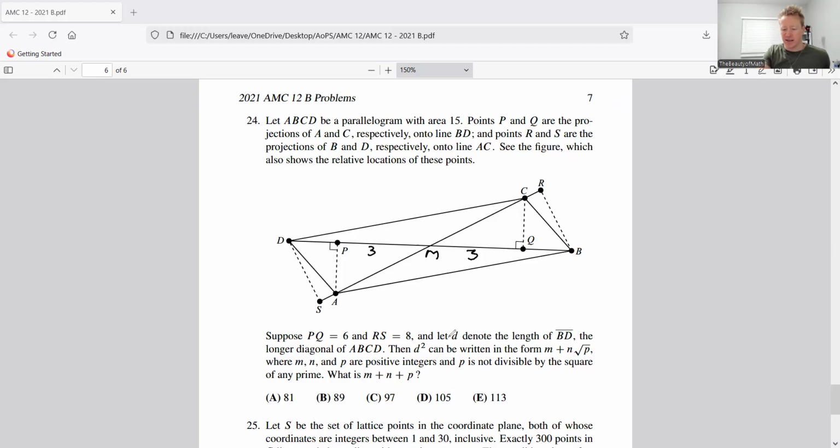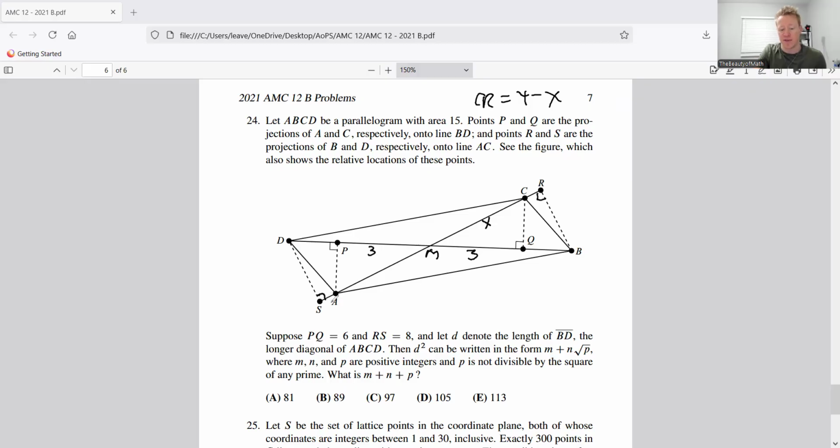Now RS is 8, but that doesn't tell us what MC is, the hypotenuse of triangle MCQ. I'm going to call it X. We may at some point in the future say that CR is 4 minus X, or half of the 8. And you say, well, wait a minute. We know that AM equals MC. How do we know CR is equal to AS?